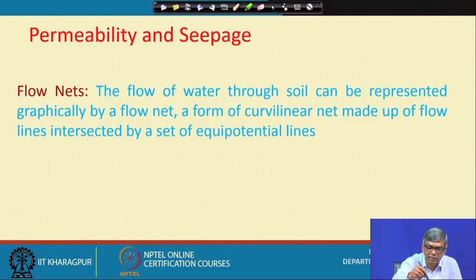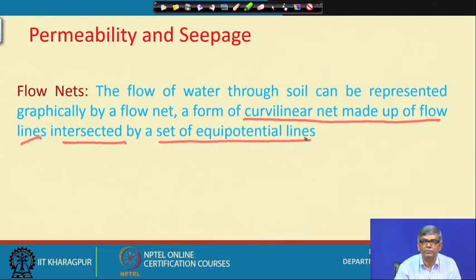So, that means this is the flow line, and it will be a curvilinear net made up of flow lines intersected by a set of equipotential lines. So, there will be equipotential lines and there will be flow lines, and they will intersect, then a mesh-like thing will be prepared. That is called a flow net, and that flow net can be utilized for calculating the amount of seepage through the body.